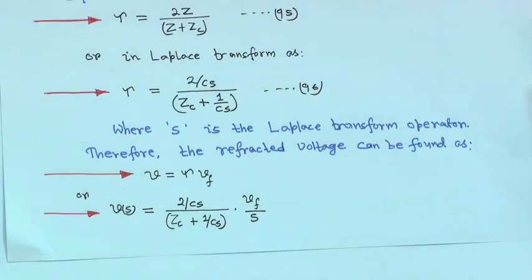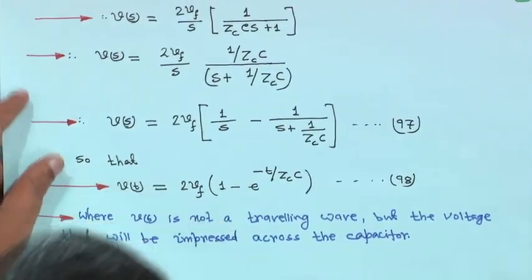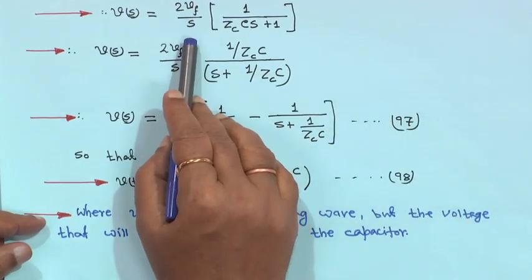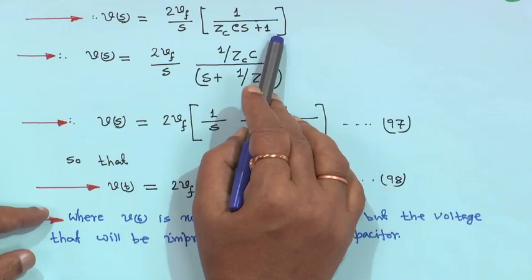If you simplify this equation, you will get Vs is equal to 2Vf upon S into 1 upon Zc Cs plus 1, right.